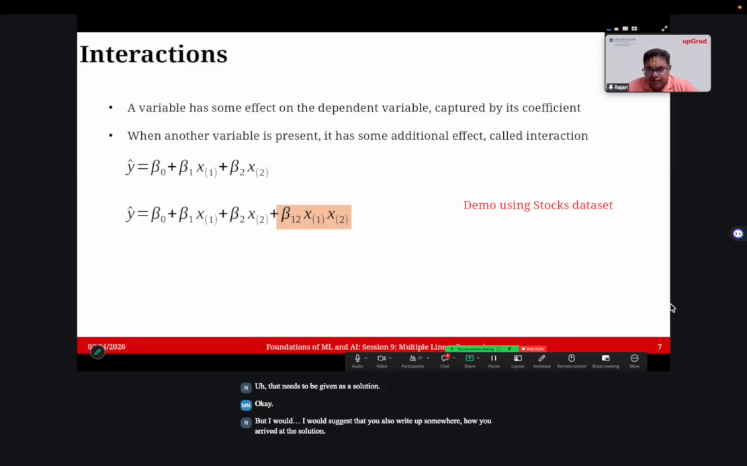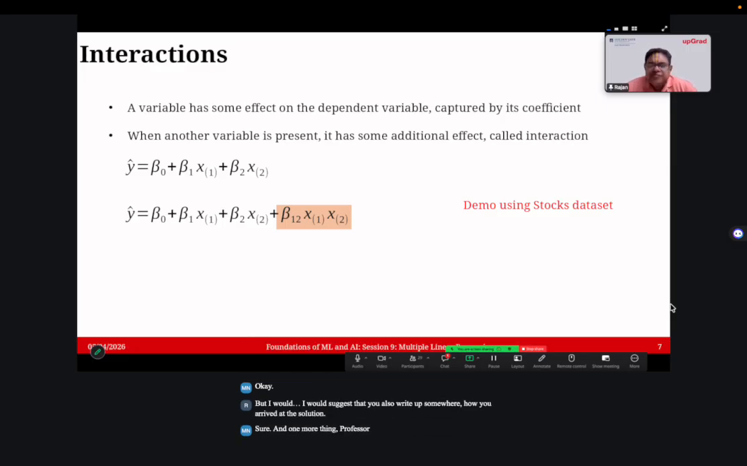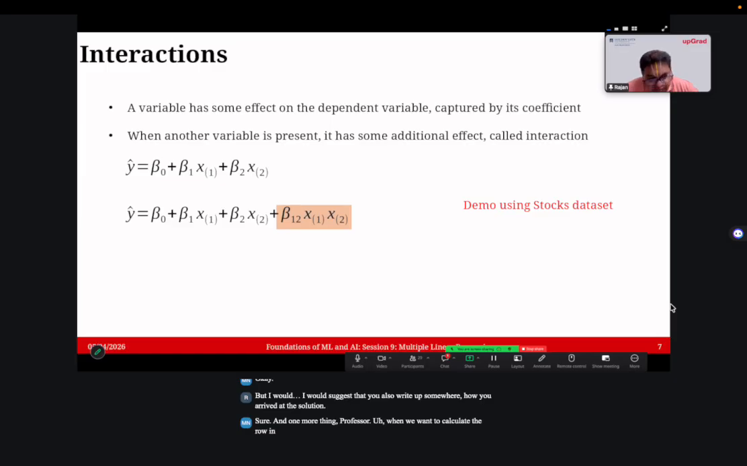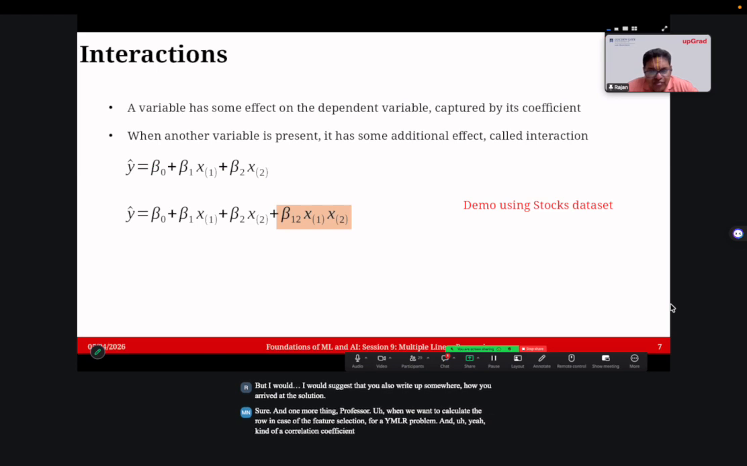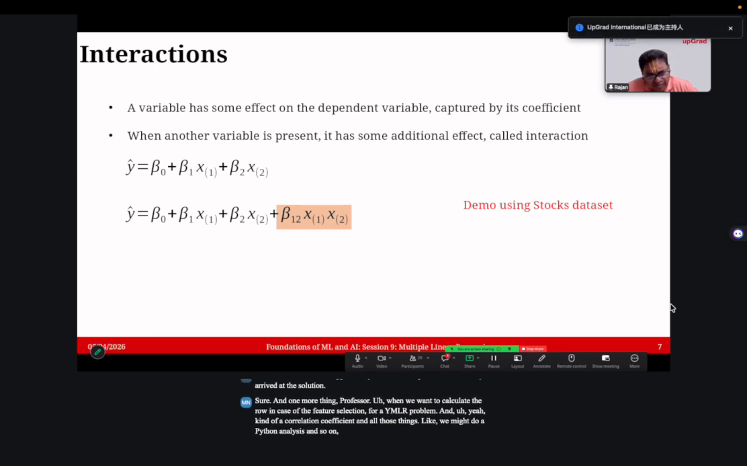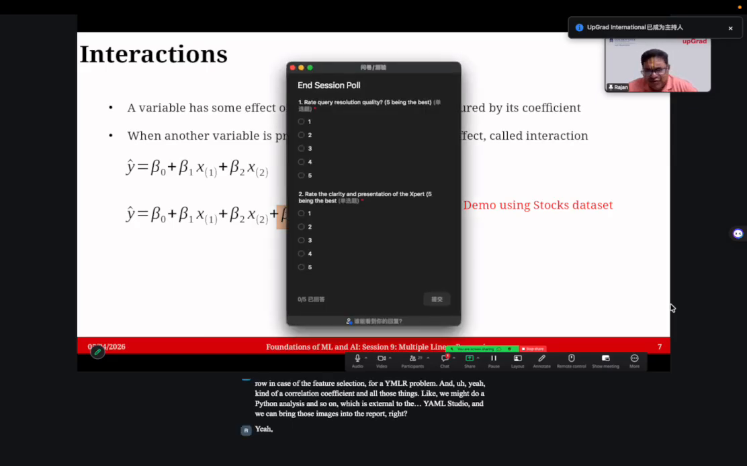Sure. And one more thing, Professor, when we want to calculate the correlation coefficient in case of the feature selection for a MLR problem, we might do a Python analysis and so on, which is external to the ML Studio, and we can bring those images into the report, right? Yeah, you can do that. Okay.